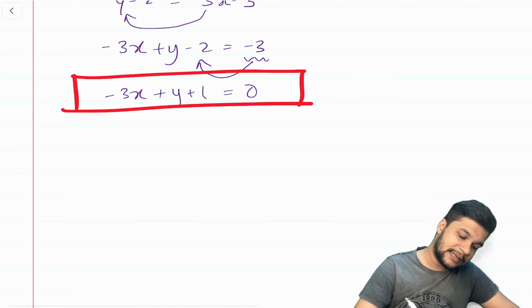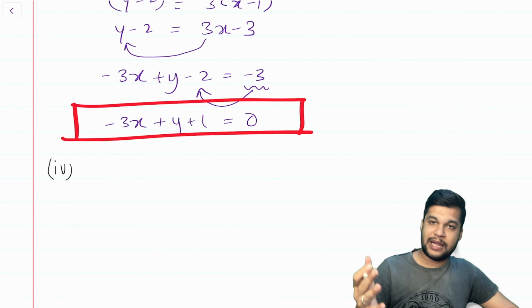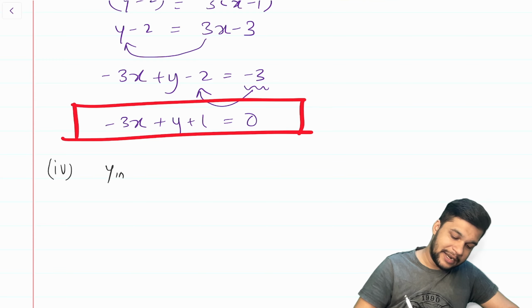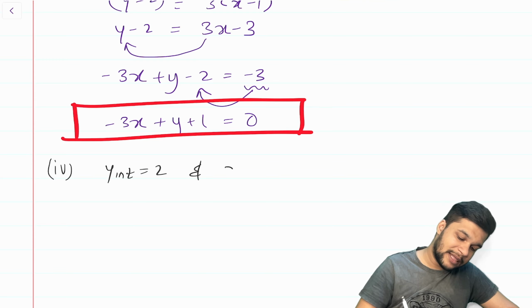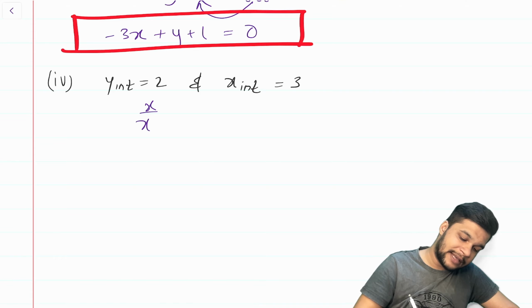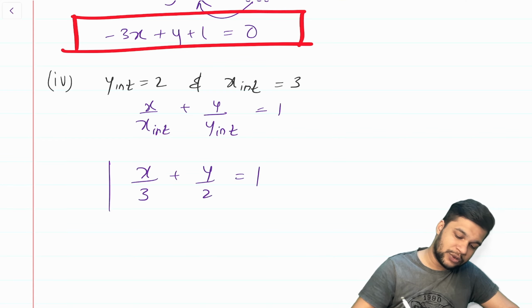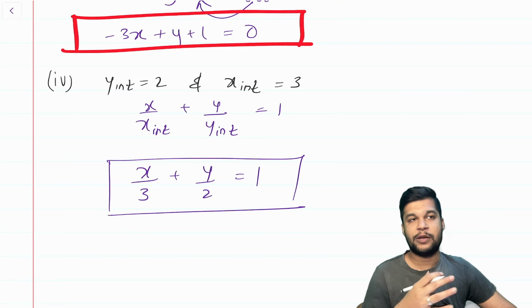Or someone might ask you, this is question number 4: find the equation of a line such that the y-intercept is 2 and the x-intercept is 3. So how do you write it? You will write this as x upon x-intercept plus y upon y-intercept equal to 1. So x upon 3 plus y upon 2 equal to 1. So this is your double intercept form.